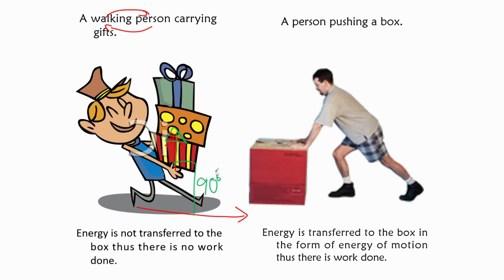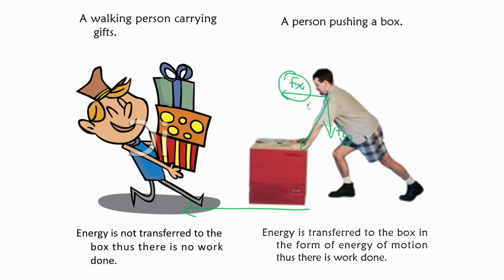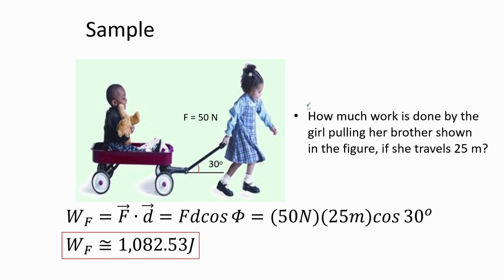In this one, energy is transferred to the box. The displacement is moving here, and the force is somewhat here. So it has components, let's call them Fx and Fy. So there is transfer of energy by pushing the cart. And the angle here is not 90 degrees. Now you know.